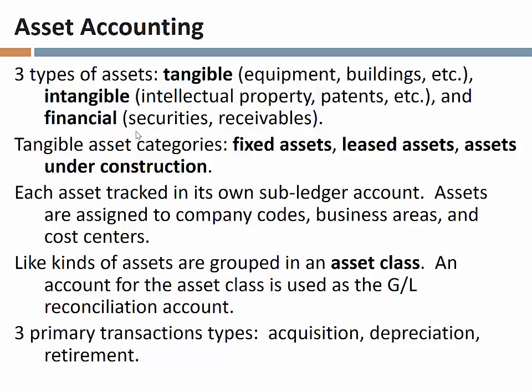There are three primary transaction types associated with assets. We have the acquisition of an asset, we have the depreciation of the asset, and then we have the retirement of the asset. So let's talk about those for a moment. Of those three, perhaps the only one that has anything notable of interest would be depreciation. The other elements of this are pretty straightforward. We'll talk about each of them, but the only one of these that has any complexity, perhaps, is the depreciation option. So let's do some more financial accounting postings.